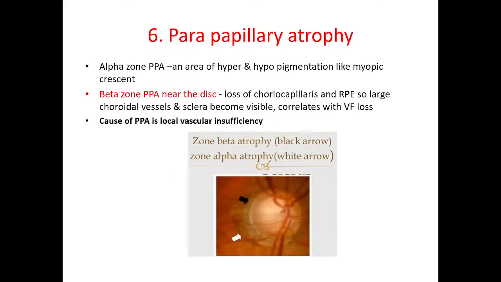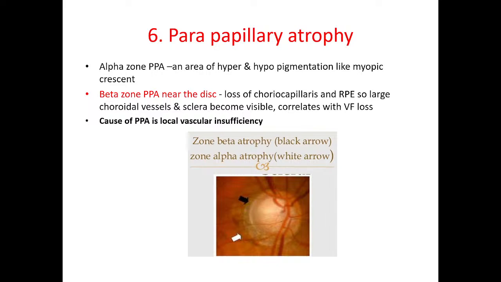Coming to the next sign, that is parapapillary atrophy. I told you around the disc also there are some changes which we see, because of atrophy of the fibers which are passing; we see changes around the disc in the peripapillary area known as parapapillary atrophy. It is called alpha zone and beta zone. The beta zone is the one which is near the disc. There is damage to the retina here also. There is loss of choriocapillaris and RPE, resulting in the sclera being visible here at the disc.